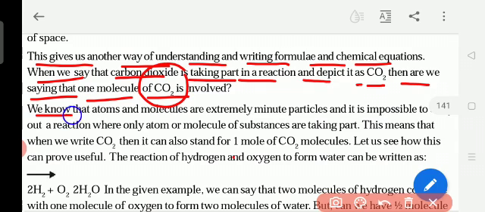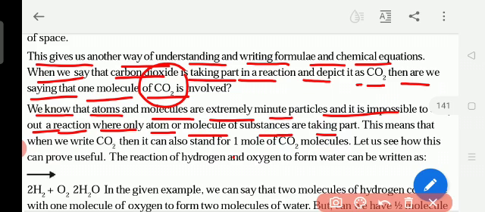And we know that atoms and molecules are extremely minute particles. Minute means very small particles. And it is impossible to carry out a reaction with individual ones. Please follow the textbook when I am taking the class. Simply don't watch the videos. And underline the points where only an atom or molecule of a substance is taking part.